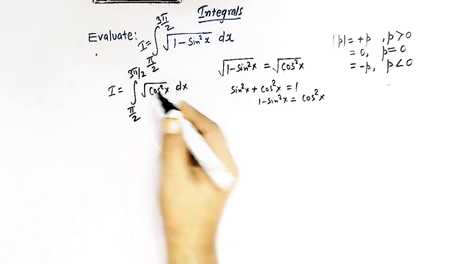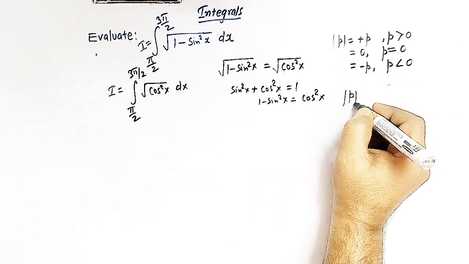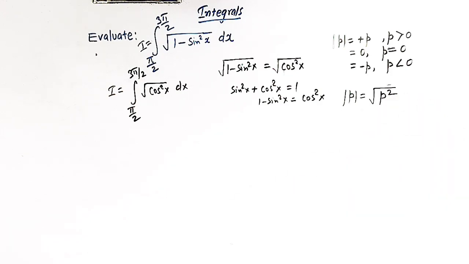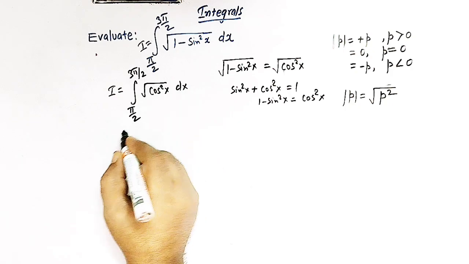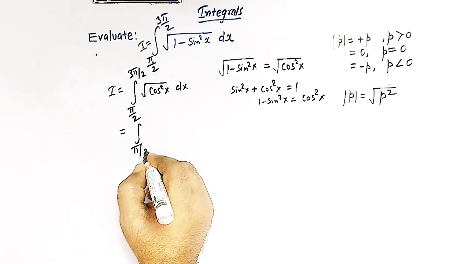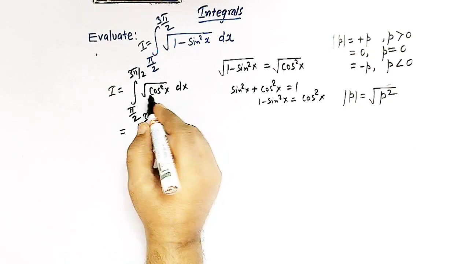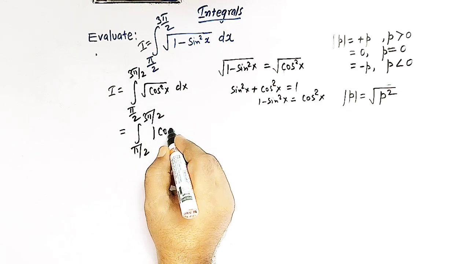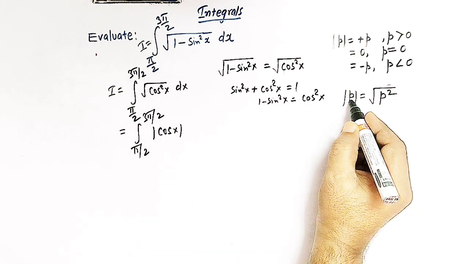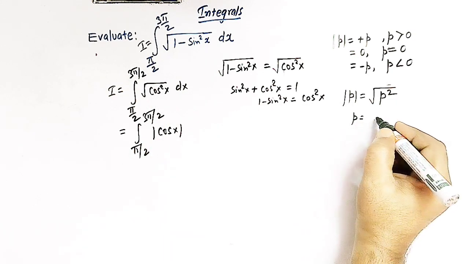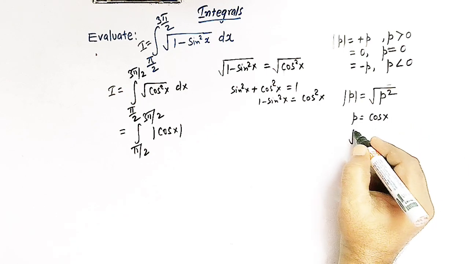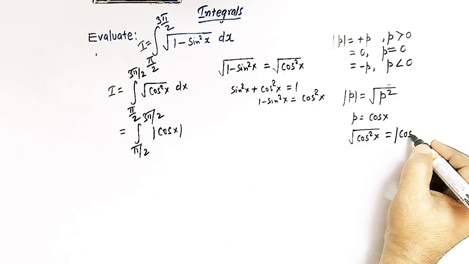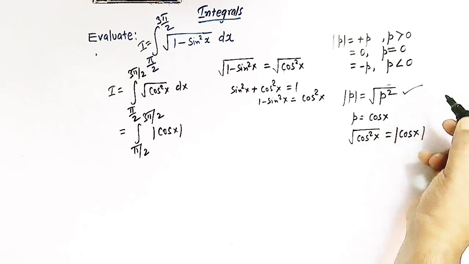Now see, the mod function is also defined as square root of p square. So here square root of cos square x can be written as absolute value of cosine x, because if we take p equal to cos x, then square root of cos square x is equal to mod of cosine x due to this definition. So here we have the integral from pi by 2 to 3 pi by 2 of mod cos x dx.